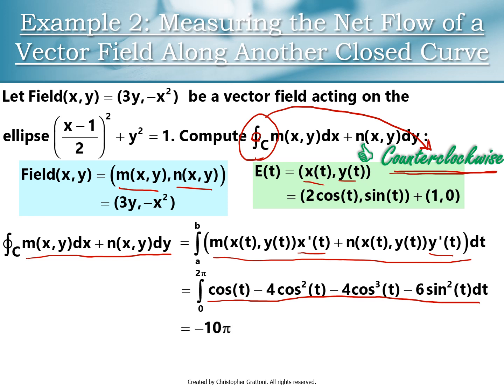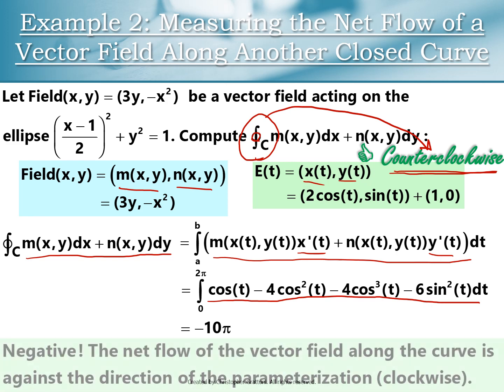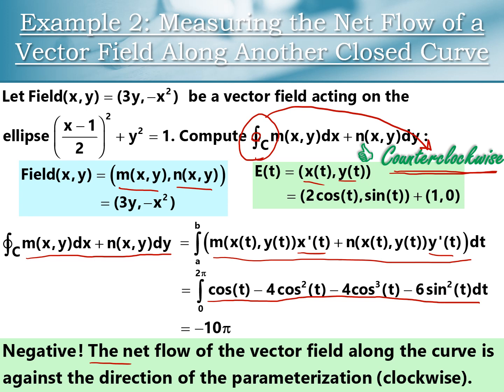And when you actually crunch the numbers, you get negative 10 pi, which confirms my earlier suspicions that the net flow of this vector field along this closed curve is going to be against the direction of the tangent vectors, or it's going to be clockwise. Remember that you are not done with these problems till you write a complete sentence summarizing your result. The net flow of the vector field along the curve is against the direction of parameterization, or against the tangent vectors, or clockwise.